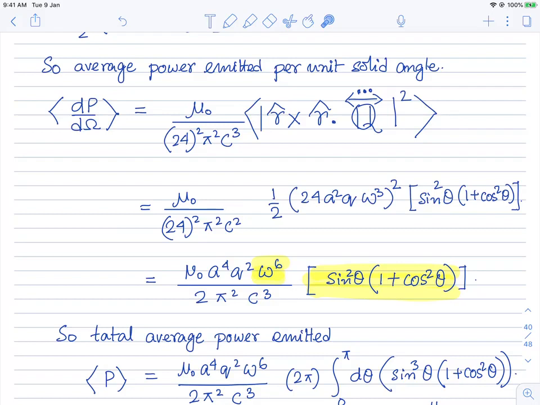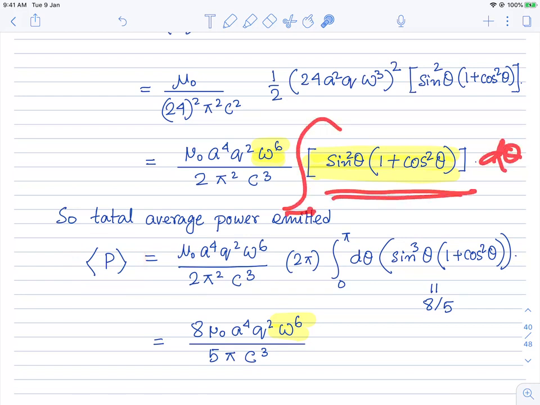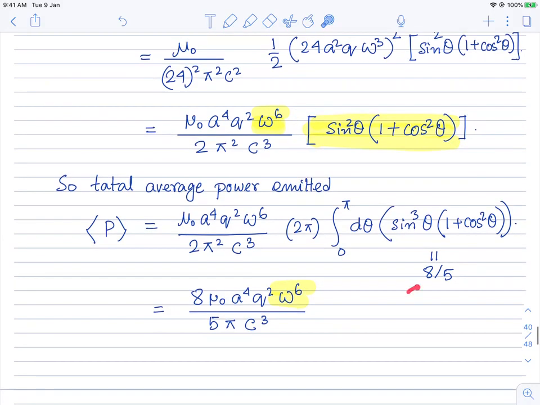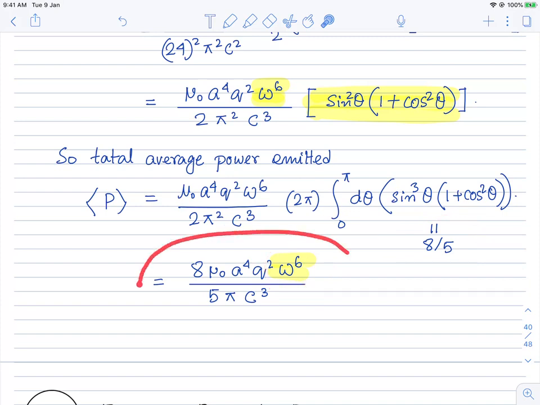rotating quadrupole. Now you can compute the total average power, and it's basically a simple integral of d theta from 0 to pi, and that is given by this 8 by 5. Again, check if I've done this correctly. Then the omega to the power 6 dependence remains. This is the final expression, and you see this is the typical length scale A, and it goes as A to the 4. Q square is of course there.